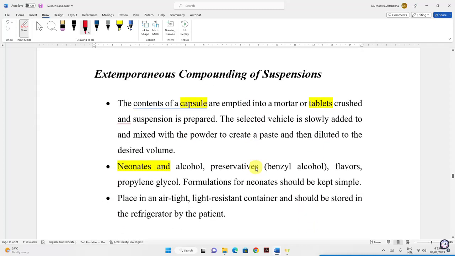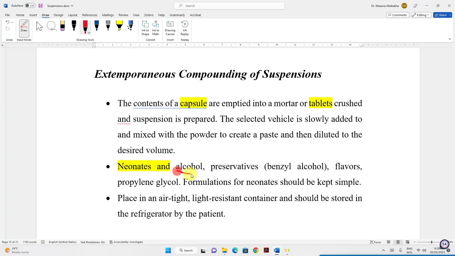Okay, now suppose you are in a hospital and they ask you, please prepare a suspension for a neonate. So you have capsules or tablets, and from them you want to empty the capsules or crush the tablets to prepare a suspension. Can you also add flavors, alcohol, preservatives, etc.? The answer is no. Keep it as simple as possible.